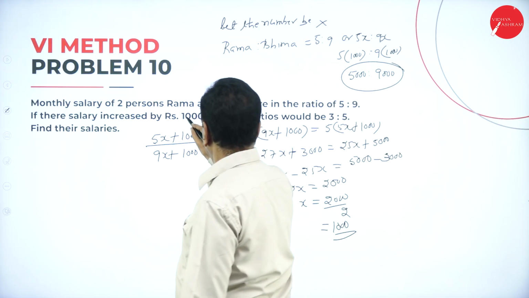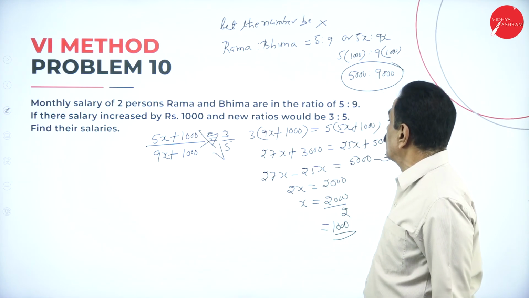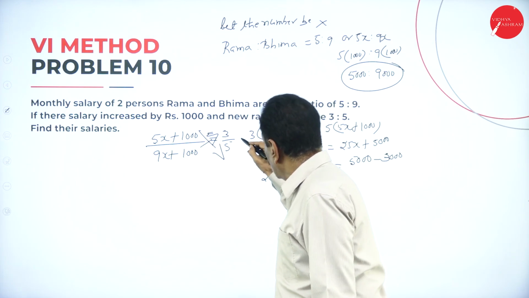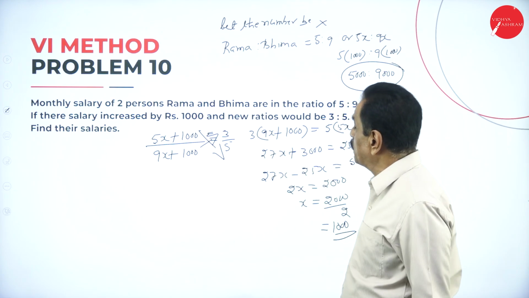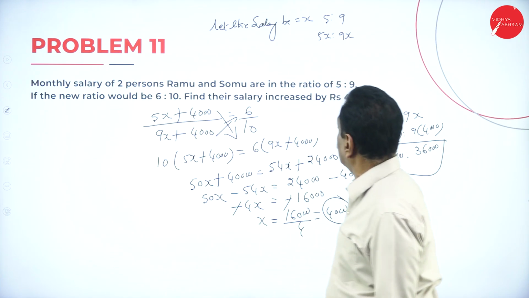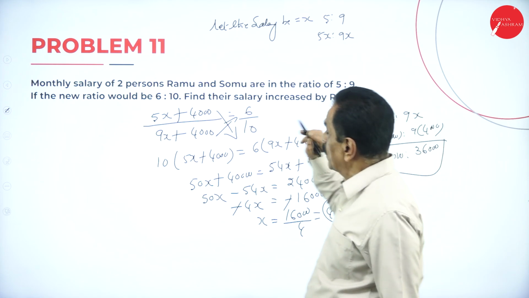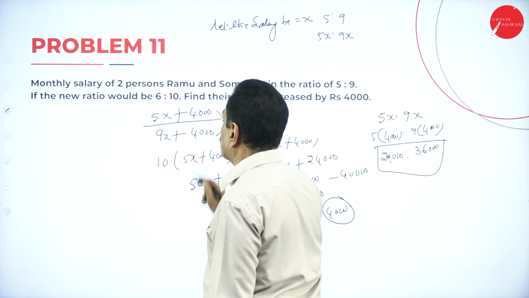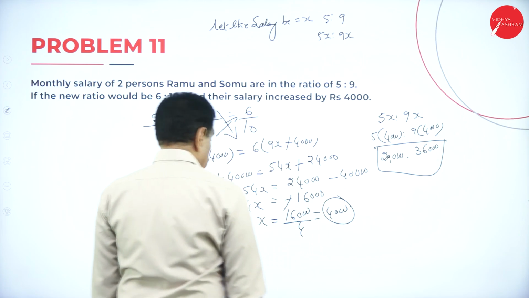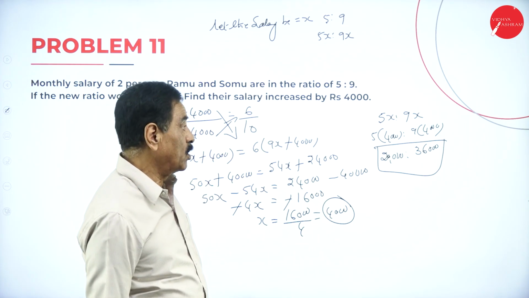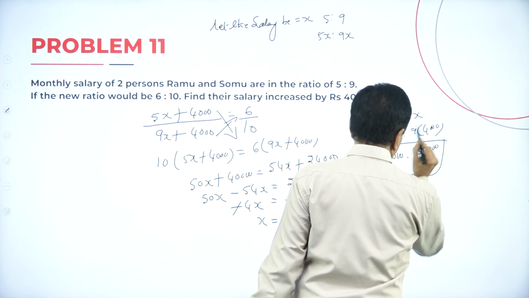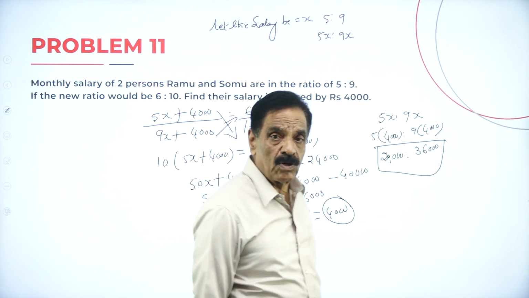Here, 2 persons, Ramu and Soma, they are in the ratio 5:9. We can put as x. 5x is to 9x, increase by how much? 1000. 5x plus 1000, 9x plus 1000 is equal to 3:5, that is 3/5. Cross multiply, get the x value 1000. Same monthly salary, Ramu and Soma are in the ratio of 5:9, 5x is to 9x. And if the salary has been increased by 4000, 5x plus 4000, 9x plus 4000 is equal to 6:10. Cross multiply. You got minus 4x is equal to minus 16, x is equal to 4000. So 5x is to 9x, 5 into 4000, 9 into 4000.